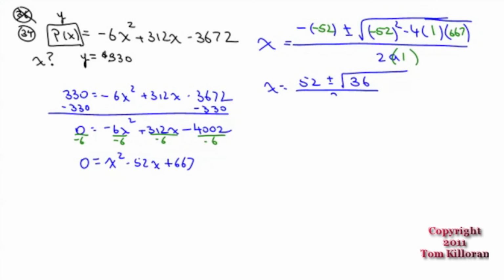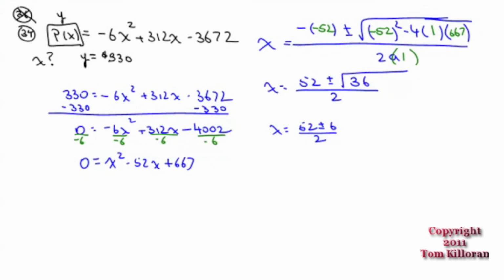All over 2. So this does factor. It's just I didn't want to go searching for factors of 667. Square root of 36 is plain old 6. So you get x equals 52 plus or minus 6, all divided by 2. You have 2 choices. You could do 52 plus 6 divided by 2, or you could divide everybody by 2 and then do the plus or minus. It doesn't matter.